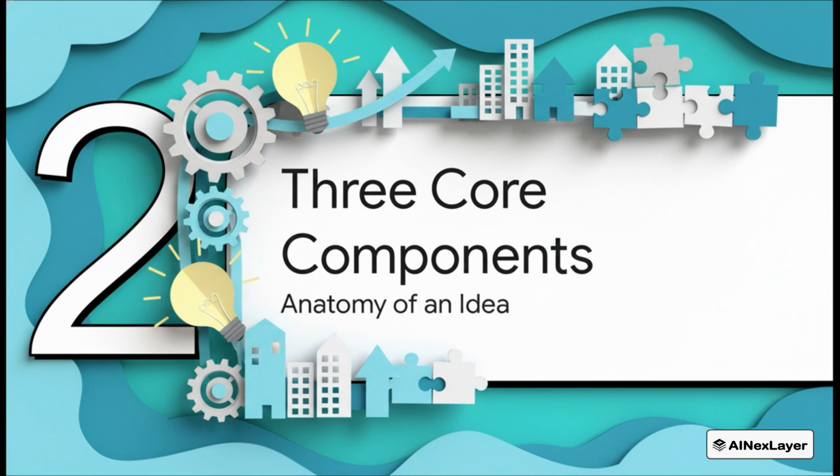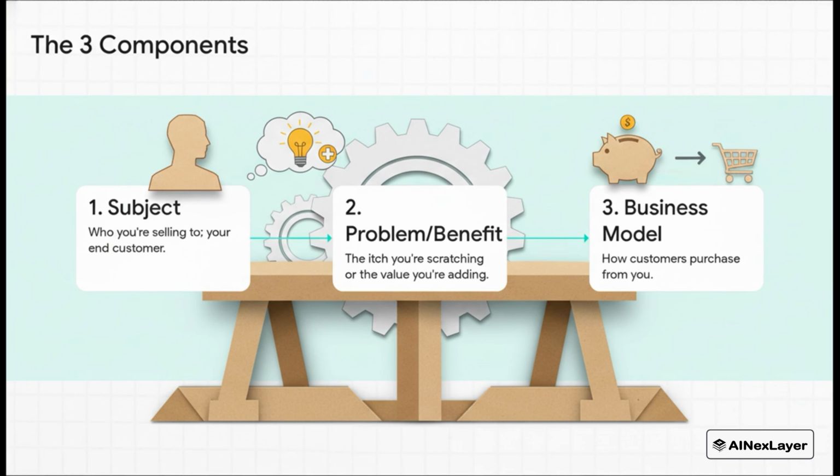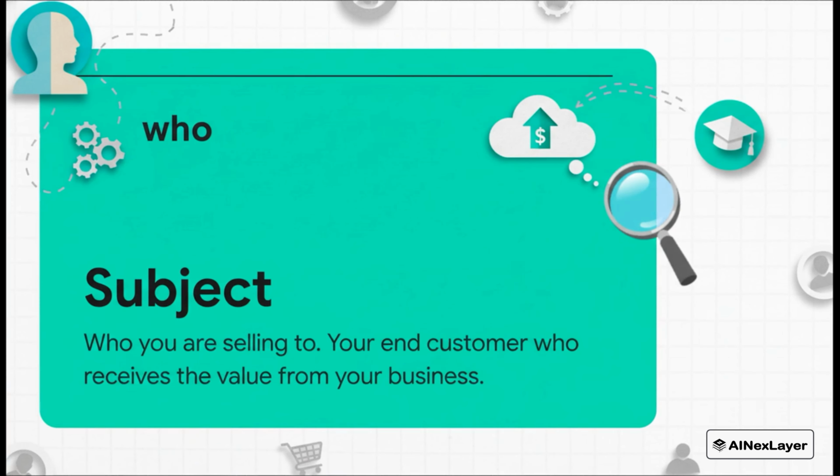We need to understand the anatomy of a complete idea, which really just boils down to 3 core components. And here they are, your 3 non-negotiables: a subject, a problem or benefit, and a business model. Seriously, think of these like the 3 legs of a stool. If you're missing even one, the whole thing just tips right over. Let's break them down real quick. First up, the subject. This is your who. It's that simple. Who are you selling to? Who is your end customer? If you can't close your eyes and picture the person who's actually getting value from what you're creating, then your idea isn't fully baked yet.